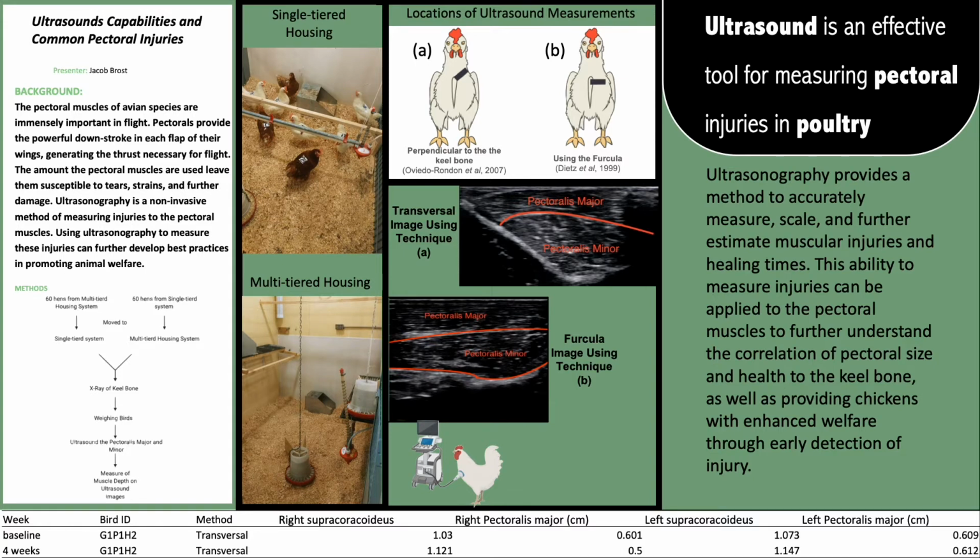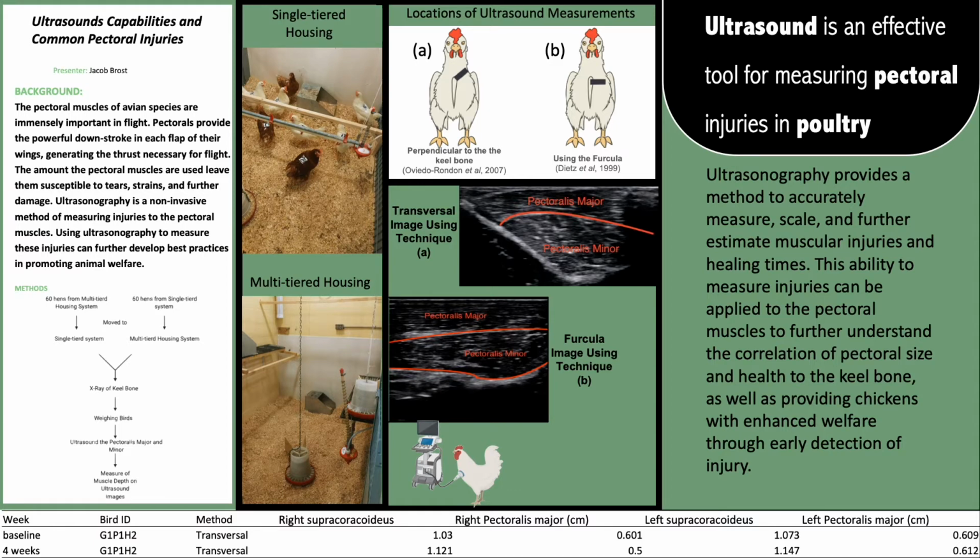The pectoral muscle, or breast muscles as they are more commonly called, are divided into the pectoralis major and pectoralis minor. These can be seen in the center of the poster. These muscles are vital for flight, and they work to provide the powerful downstroke to create the lift necessary for a bird to fly.